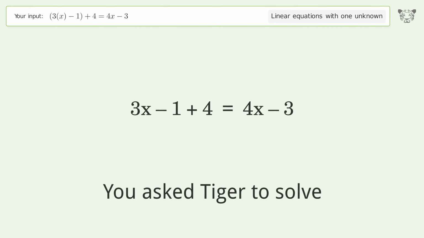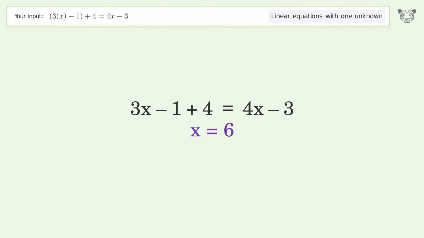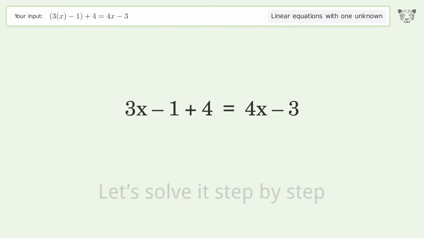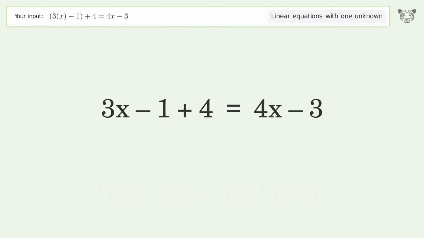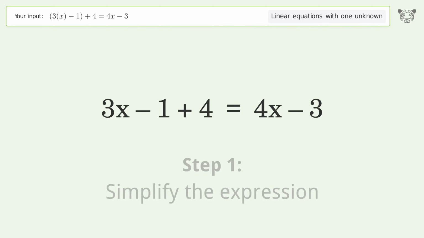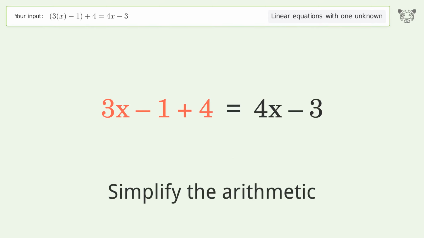You ask Tiger to solve. This deals with linear equations with one unknown. The final result is x equals 6. Let's solve it step by step. Simplify the expression. Simplify the arithmetic.